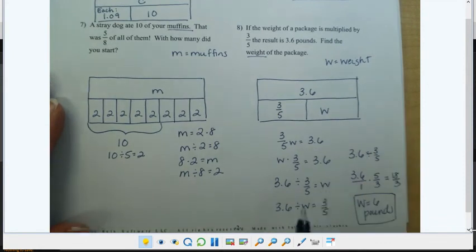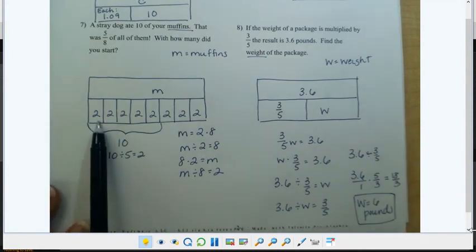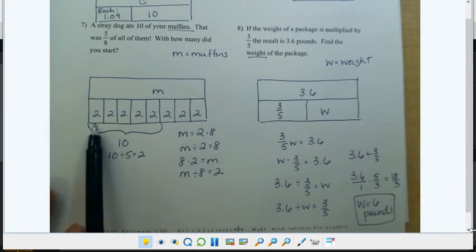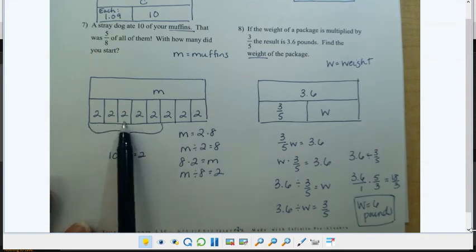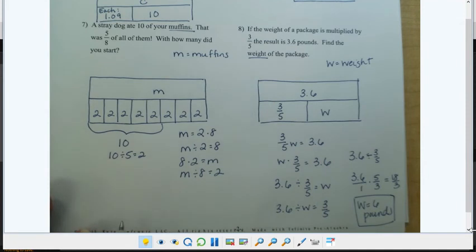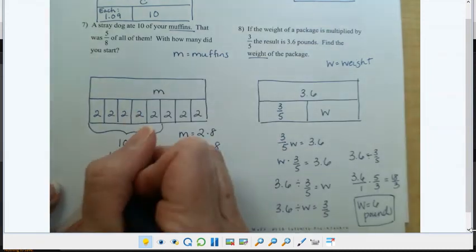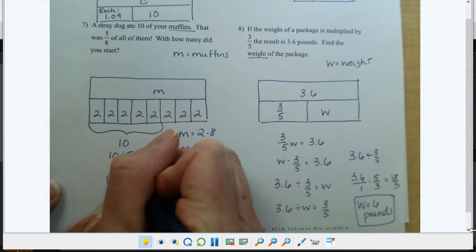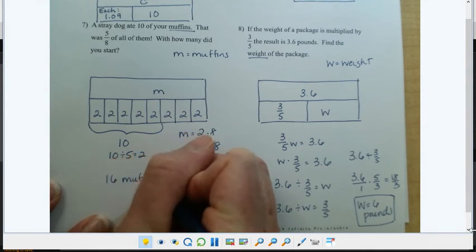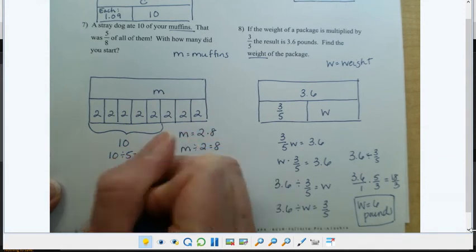And then for 7 and 8, for number 7, I'm dividing this into 8 parts. So each part is 2. So my total down here would be 16 muffins.